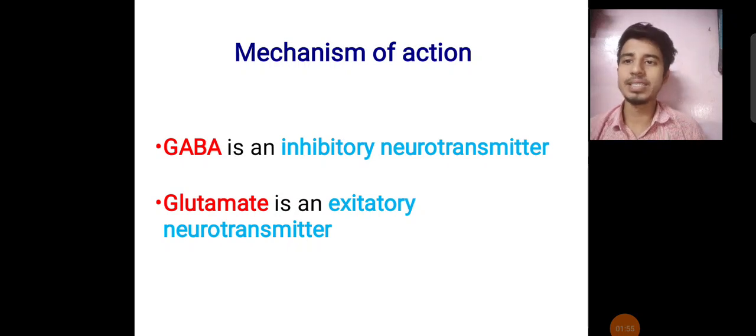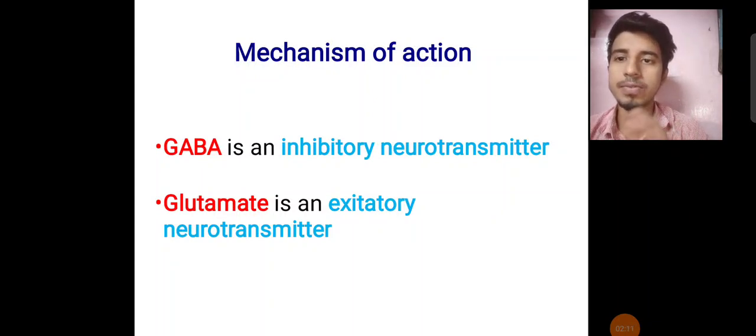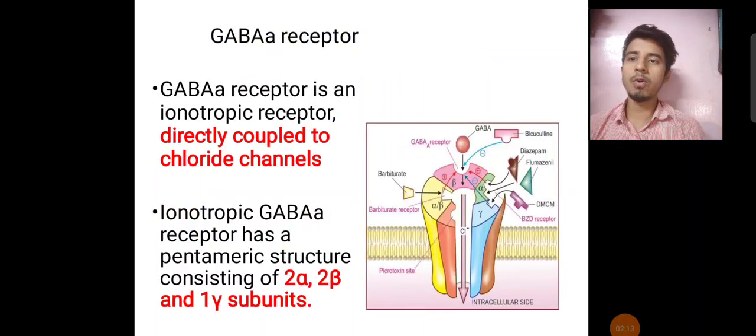How does it act? Normally, it acts through two neurotransmitters. First is GABA and second one is glutamate. GABA is an inhibitory and glutamate is an excitatory neurotransmitter. And how it works, let's see. First of all, what is the GABA receptor? The GABA receptor is pentameric, which has 2 alpha, 2 beta, and 1 gamma subunits. And it is directly coupled with the chloride channel, which is centrally located. There's one chloride channel around which the 5 subunits are present.